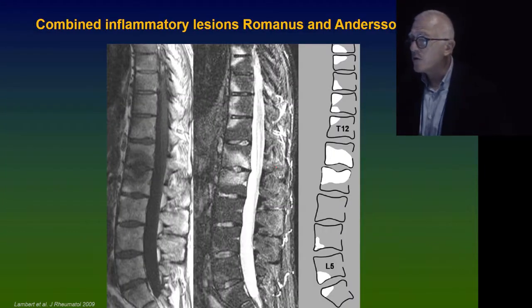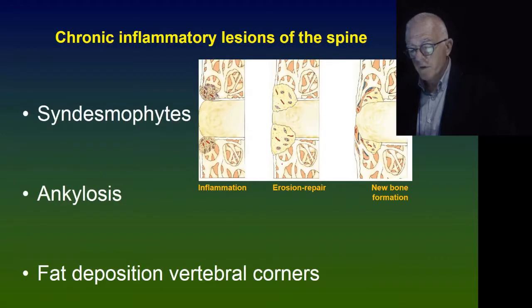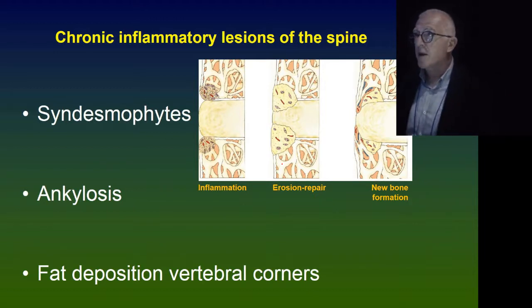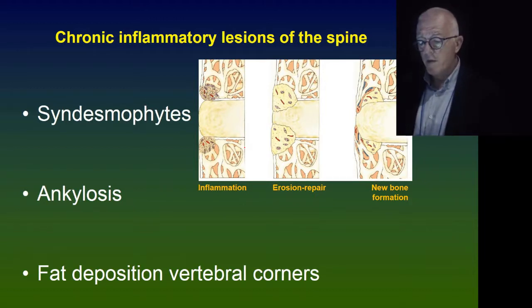We may have also both. Here you see Romanus lesion and Andersson lesion. The percentage that we see both of them is not well known, but they are highly suggestive of axial spondyloarthropathy. The chronic lesions here are more or less similar to those in the sacroiliac joints. We have syndesmophytes, which are the end result in the healed erosion with new bone formation.